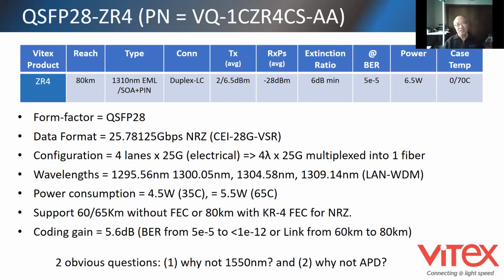So there are 2 questions, very obvious, probably from most of you. The first one is why not use 1550? The second one is why not use APD? I will try to address those questions with the following slides.